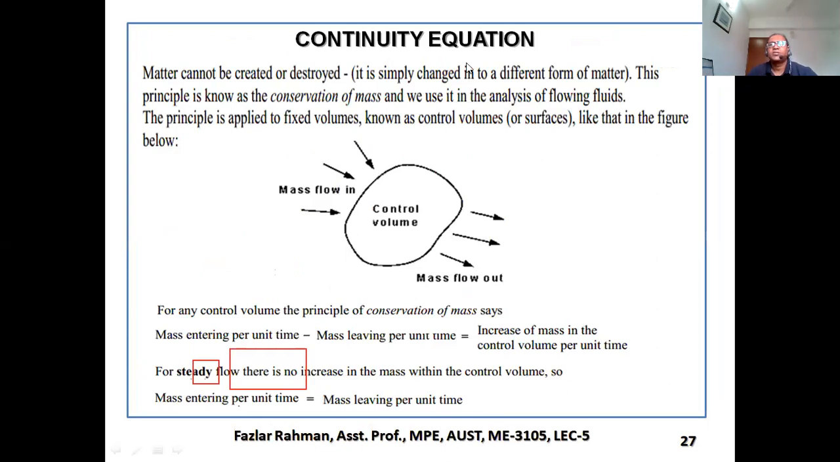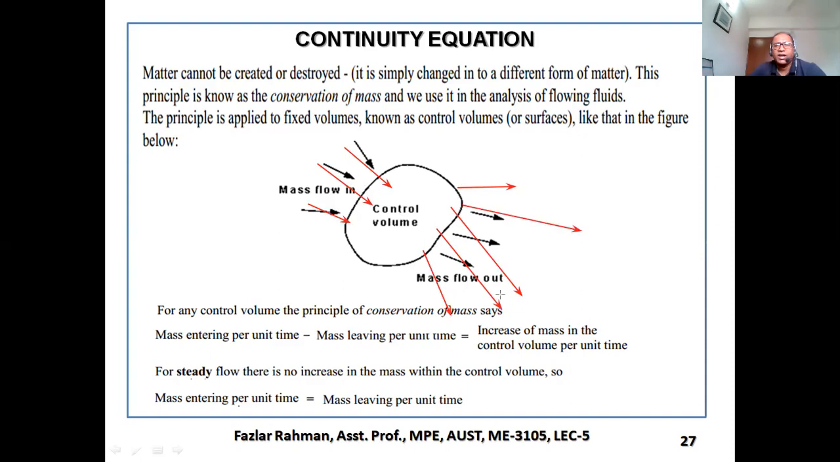Okay, so right over here, you already know the conservation of mass equation. That means mass entering a control volume, say a water tank, and water is coming by the pump from the ground floor, then water is leaving through the pipe coming to the first floor of the house.